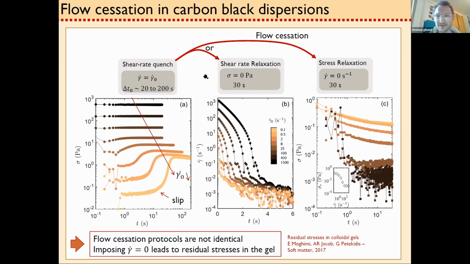The other protocol that I can do, instead of the shear rate relaxation, so imposing sigma equals 0, I can impose gamma dot equals 0. And when I do that, you see that for very high shear, I get a residual stress in my sample, which is 0. But for higher shear rate, that's not always the case. I get some residual stress into the material. So that's probably not the best method. So in the next, I won't discuss this protocol too much, and I will focus on this one: imposing a stress equals 0 to reform your gel after a pre-shear.